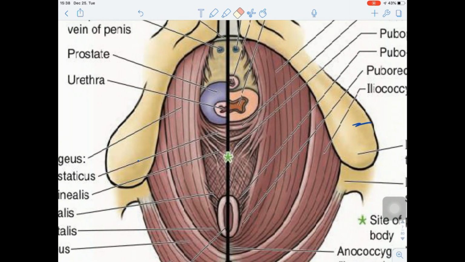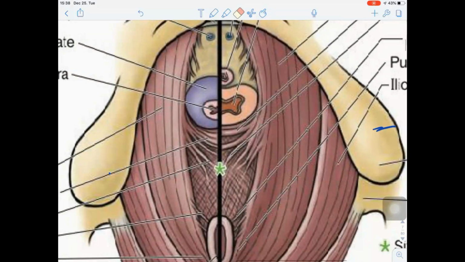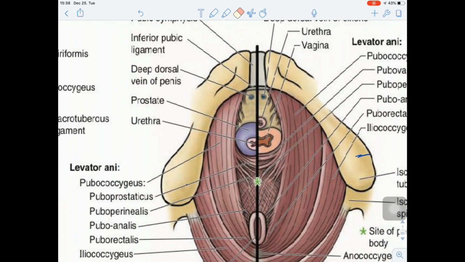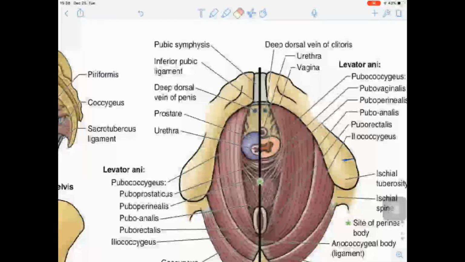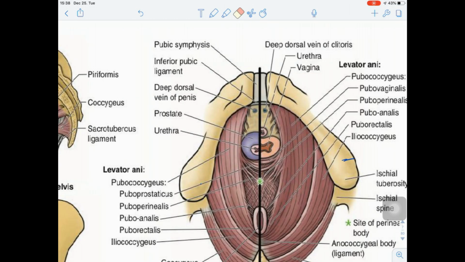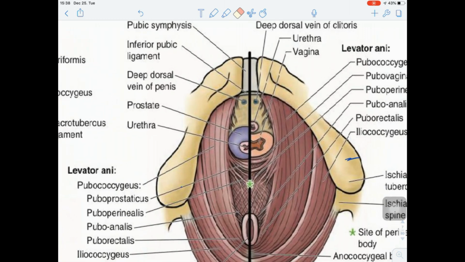Also this one, the raphe, but that's the anococcygeal body, or ligament. So these are totally different, but the perineal body is a really important one. And now, again, both in male and female, you're able to see some muscle fibers running toward the perineal body. So then you call that puboperinealis. That would be the name of it. So these guys here.